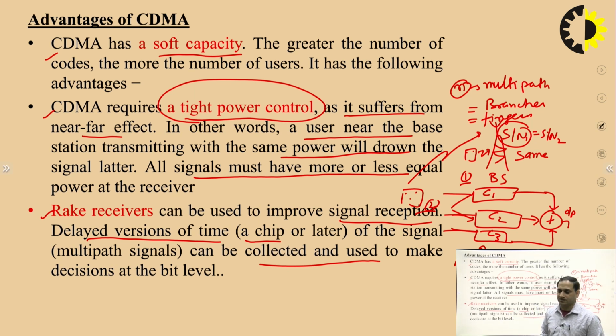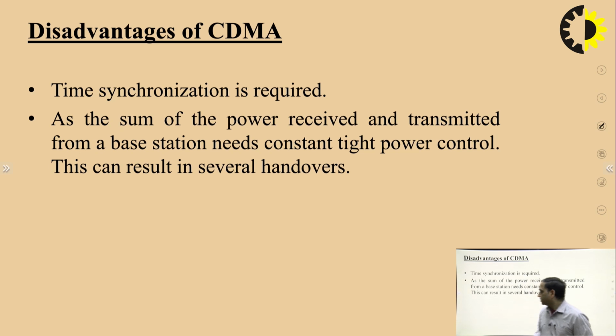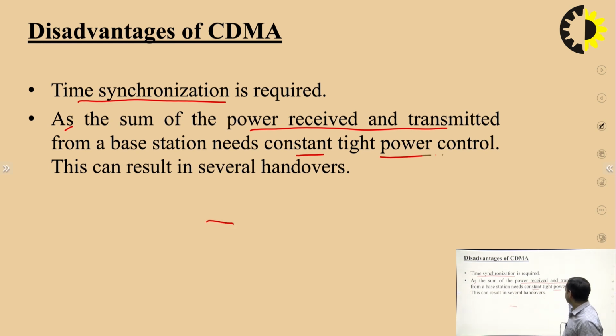What is the RAKE receiver, what is the benefit of this, and how do we combine the signals at the receiver side? We call it the RAKE receiver in the CDMA system. Next is the disadvantage of CDMA. First, time synchronization, which is severely affected by noise and ISI, as in any technology. Second, as the sum of the power received and transmitted from the base station needs constant tight power control, this results in several handovers, right?